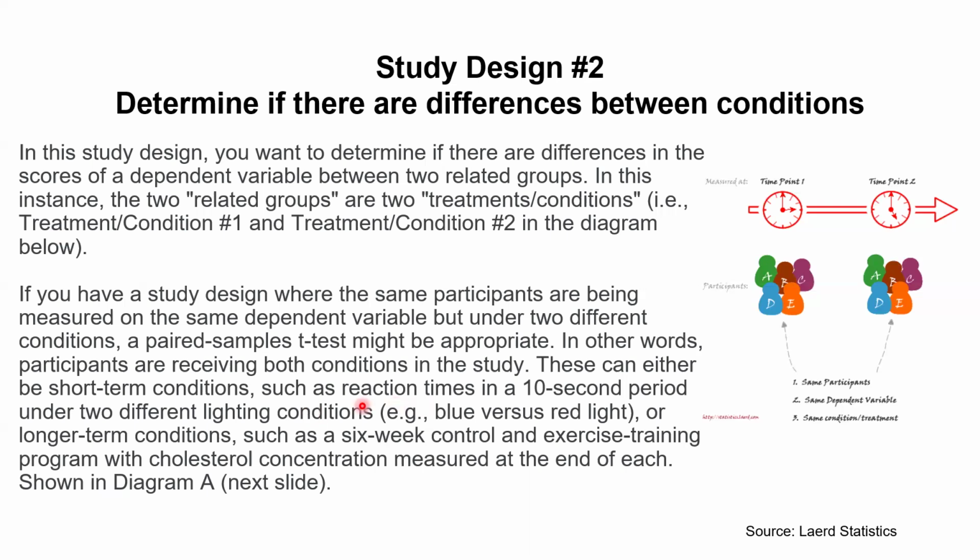Let's say, for example, the time it took them to react, okay, in a 10-second period under two different lighting conditions. So say in a room where there is blue light and a second room wherein there is red light. So they may be asked to enter a room with blue light, okay, for 10 seconds, all right? And then how long they reacted will be recorded. And similarly, when they enter a room with red light, their reaction time will also be measured.